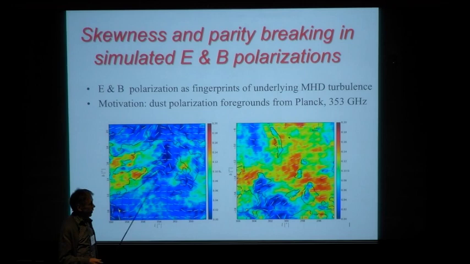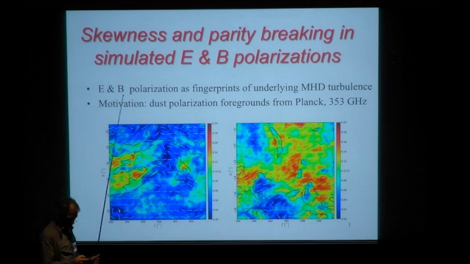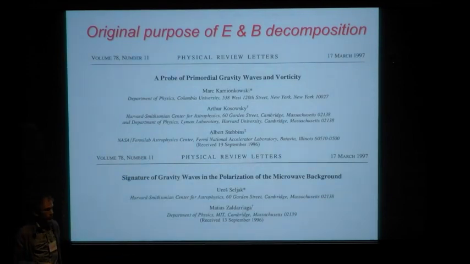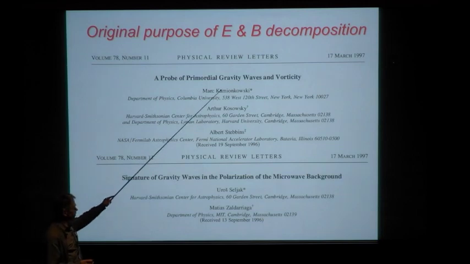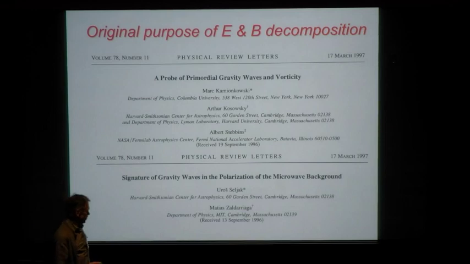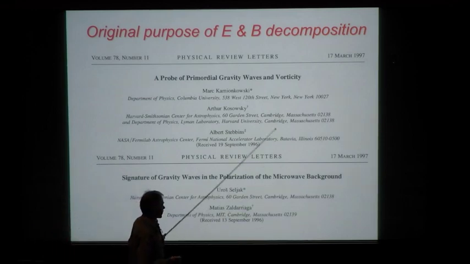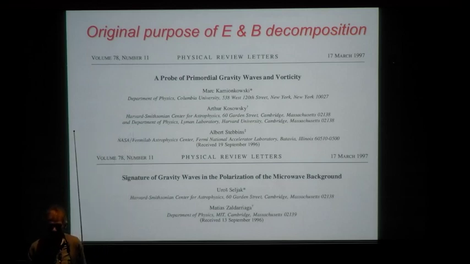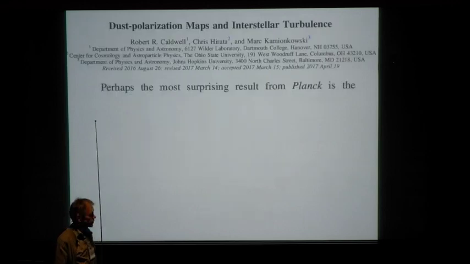However, it actually turns out that this was the actual technique, E and B polarization. It goes back to the work by Mark Kamionkowski and collaborators, as well as Seljak and Zaldarriaga. Both of them had papers back to back on what turns out to be now a very essential technique, and I will employ this technique to try to determine fingerprints of turbulence.